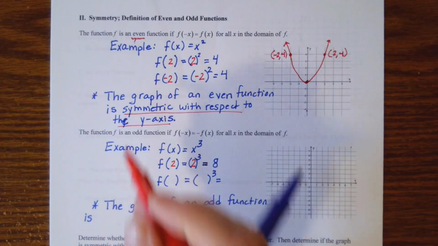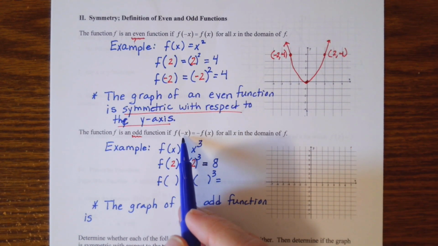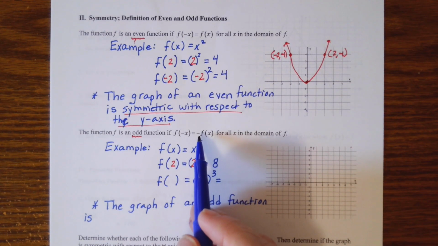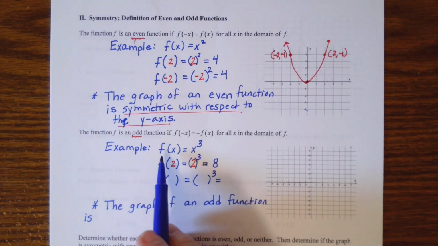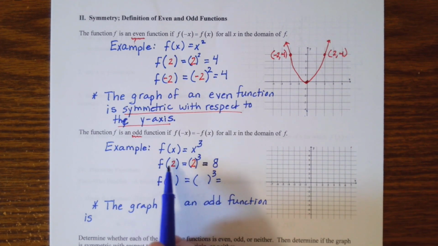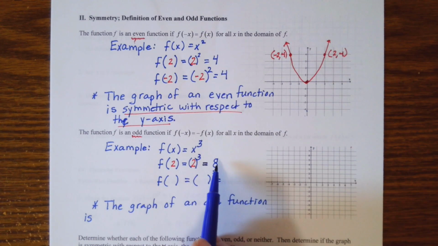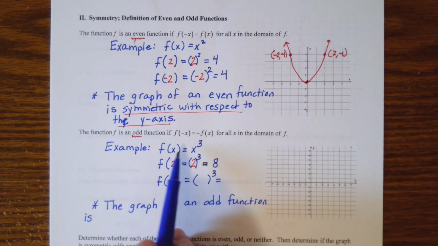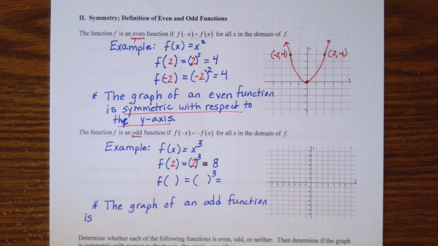So let's look at odd. Here's an odd function. If we put in a negative x and it equals the negative of the original y value, then we would consider it an odd function. So here's our example. Let's do f of x equals x to the third power. I'm just picking the number 2. That's my original x. If I put it into my equation, 2 raised to the third power is equal to 8. I want to know if x cubed is an odd function, an even function, or neither.